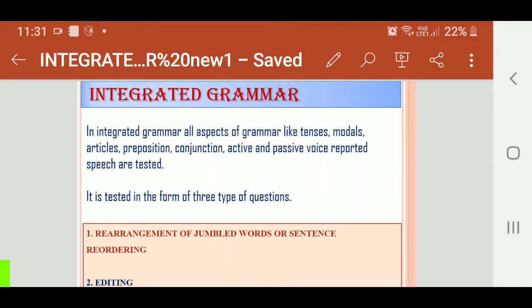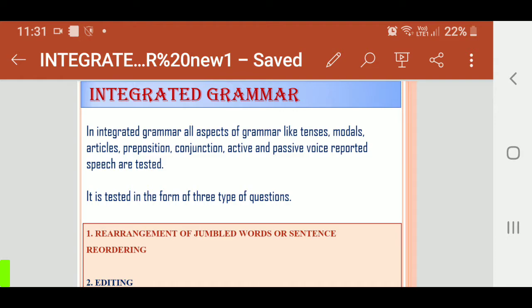Students, today I am going to discuss the topic of integrated grammar. In your exams, you will get one question on integrated grammar this session, and it will be of 10 marks, where three types of questions will be given to you: editing, reordering of jumble words, and third is gap filling.